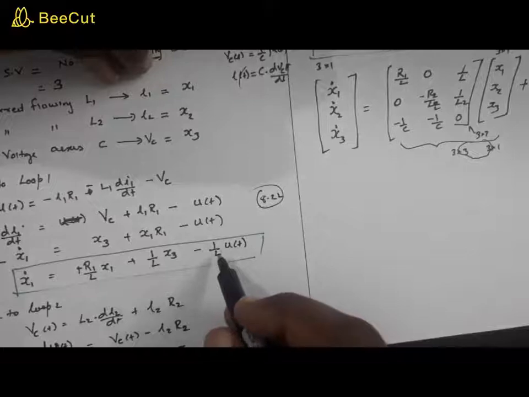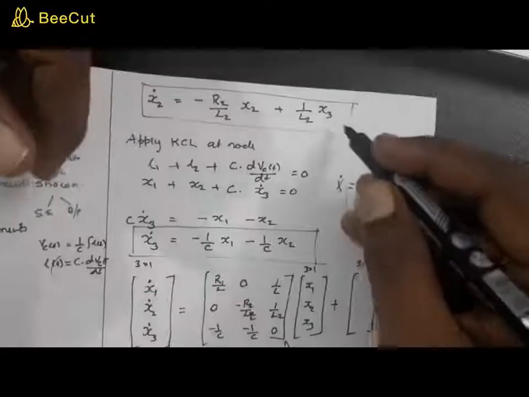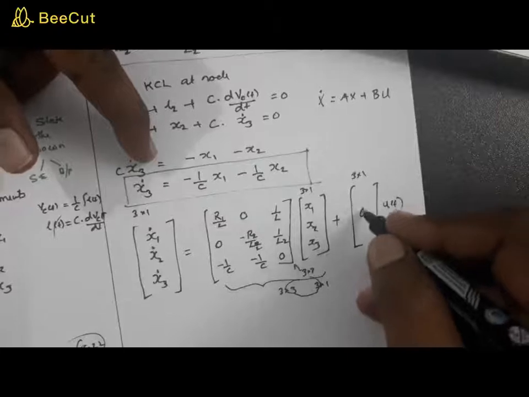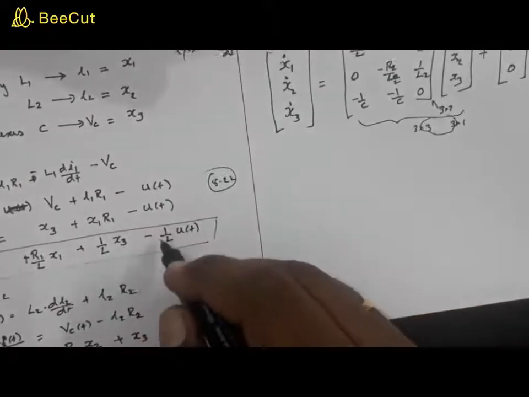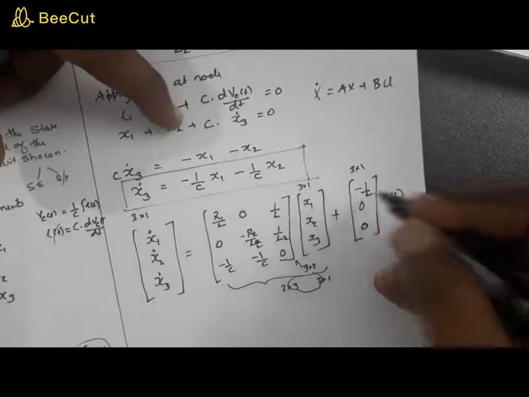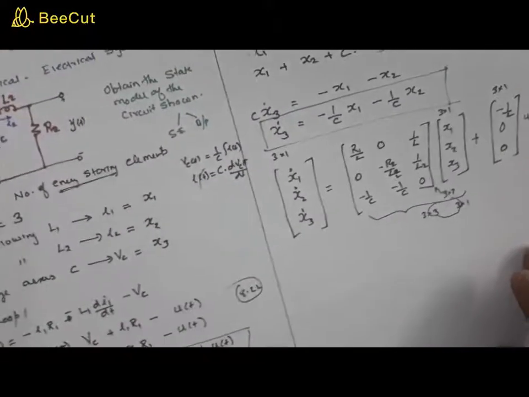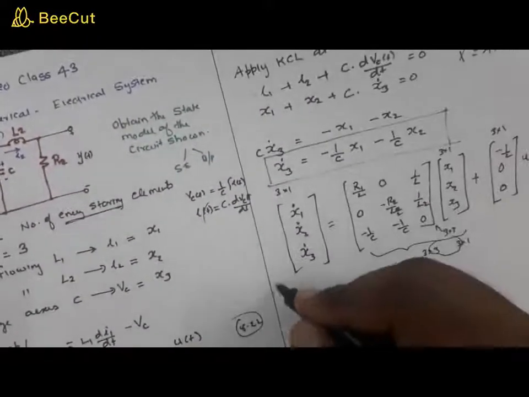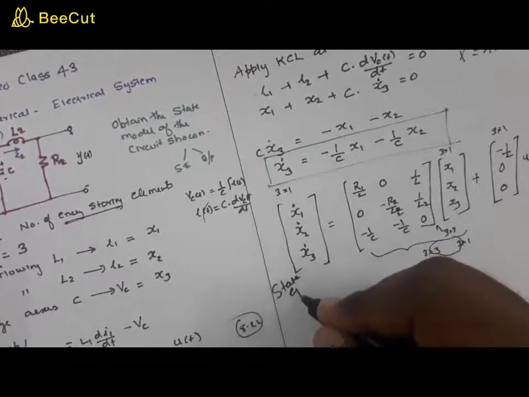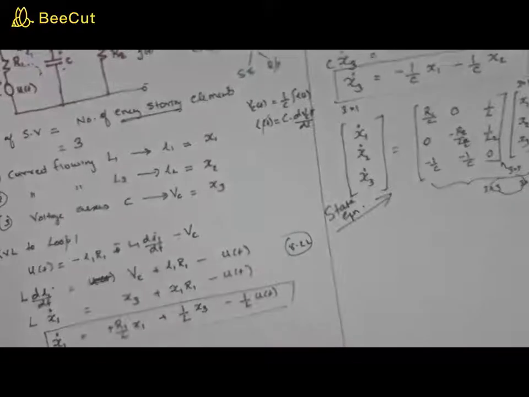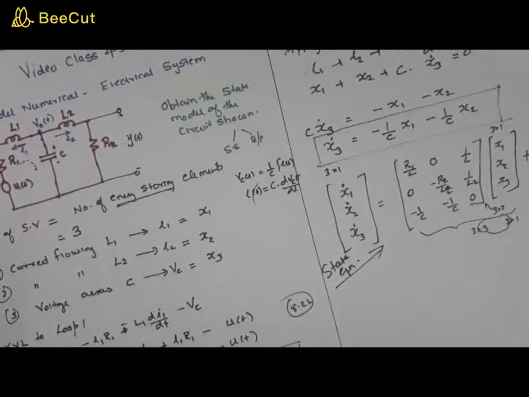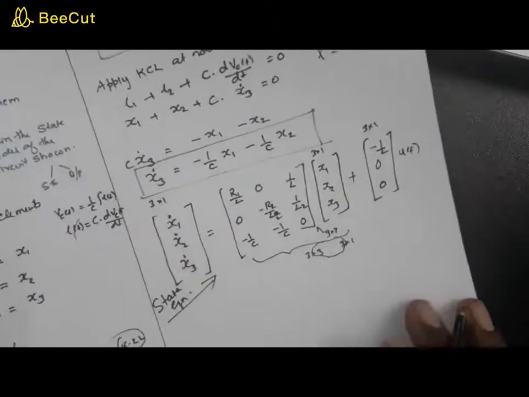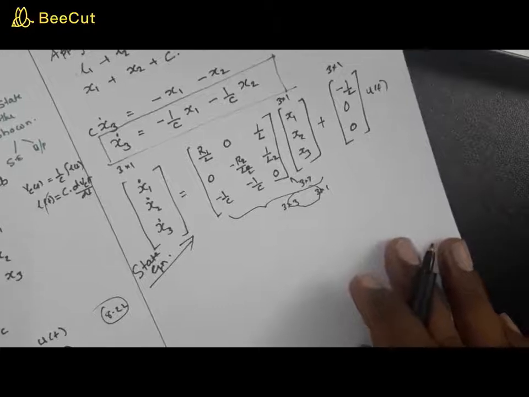Fortunately we have only one u of t. In all other equations you can't find any u of t. So the rest 2 will be 0, and the other one, the coefficient is minus 1 by L. So this is actually your state equation, right? Okay. Now, how to find out the output equation? Now this is not complete. The state model will get completed only when you get the output equation.